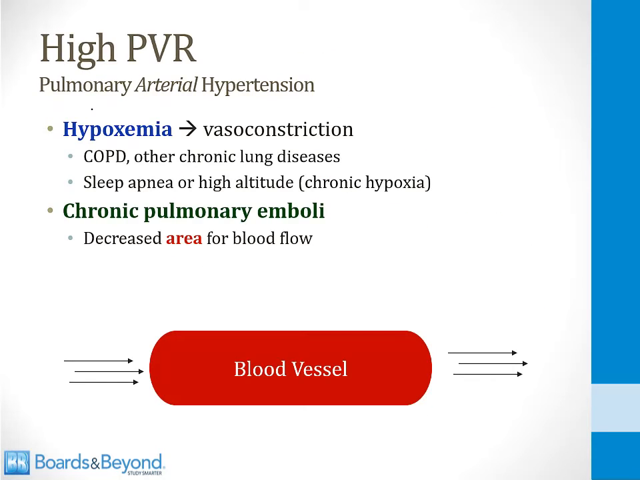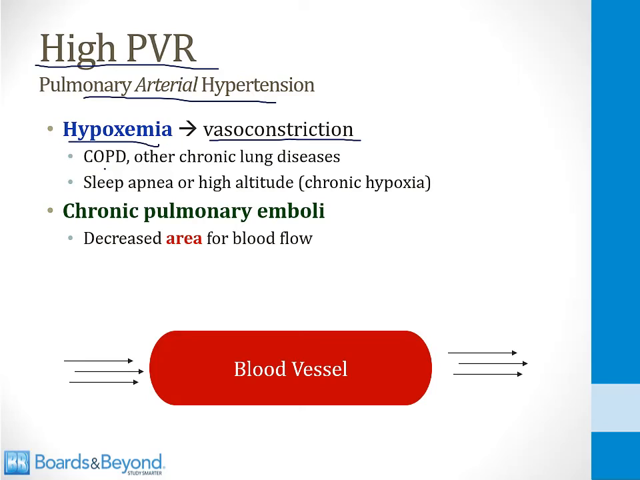Less commonly, patients develop pulmonary hypertension from a high pulmonary vascular resistance. And as I told you before, we refer to this as pulmonary arterial hypertension. And there are a number of reasons that patients can develop a high PVR. One of the most common is chronic hypoxemia. In the lungs, hypoxemia leads to vasoconstriction. The lungs try to vasoconstrict blood flow in the setting of hypoxemia to divert blood to healthy portions of the lung where there's more oxygen.